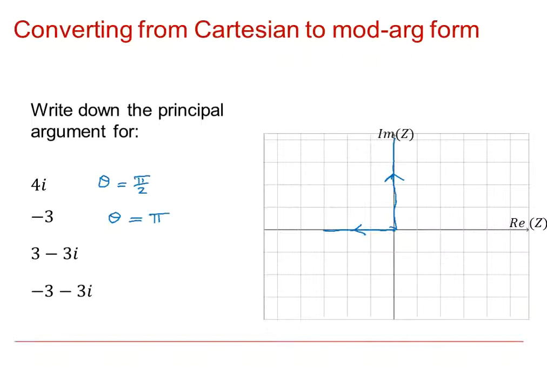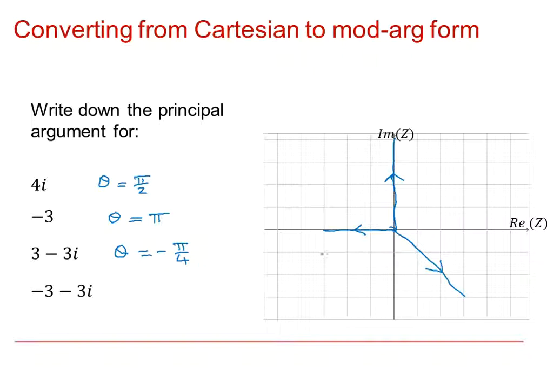3 minus 3i is there. And if we did this one as tan minus 1 of minus 3 over 3, it would give us the correct answer of minus pi by 4.